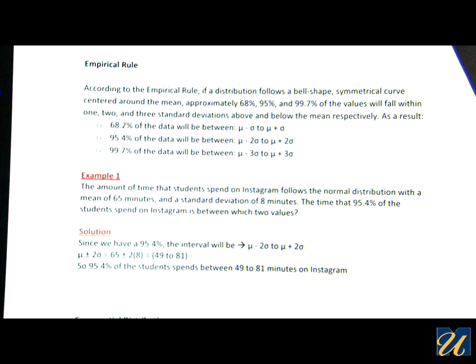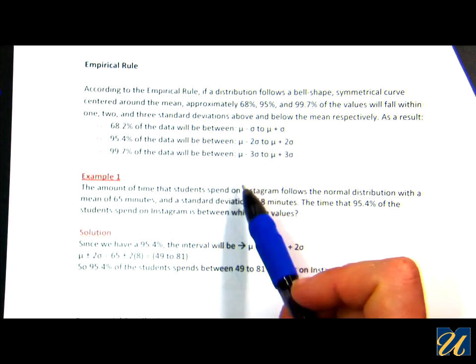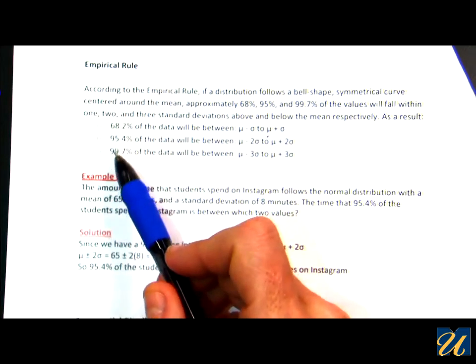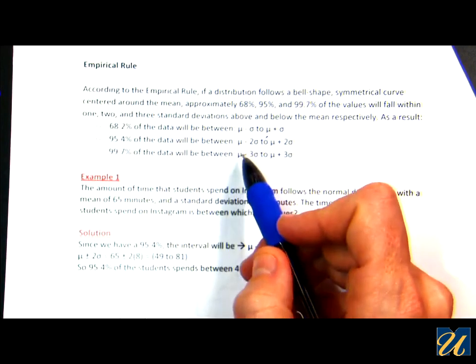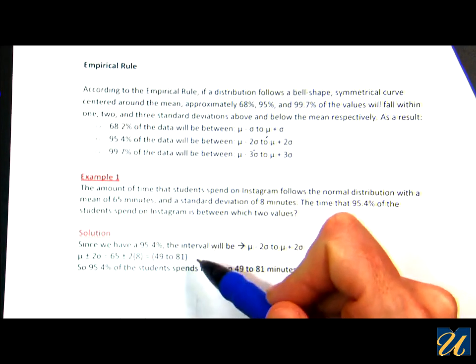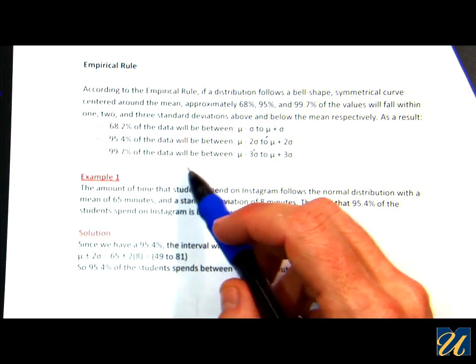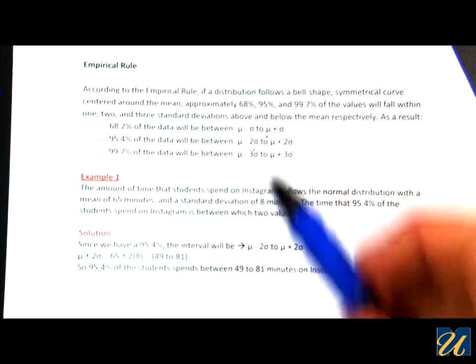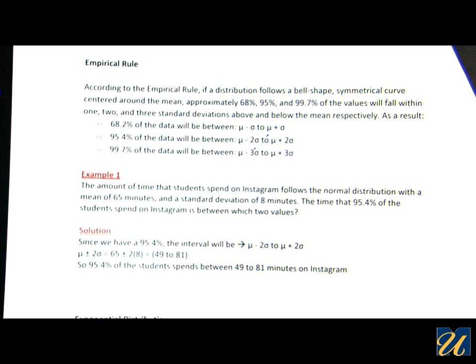68.2% of the data will be between mu plus minus 1 standard deviation. 95.4% of the data will be between mu plus minus 2 standard deviations from the mean, and 99.7% of the data will be within 3 standard deviations from the mean. This is basically what the empirical rule states. So let's look at an example of how we apply the empirical rule.